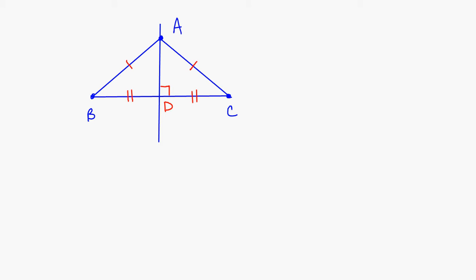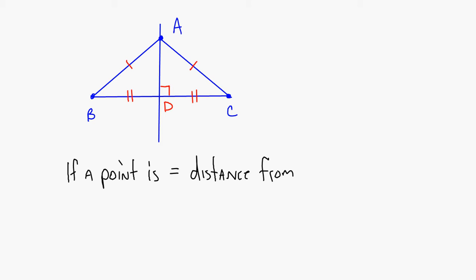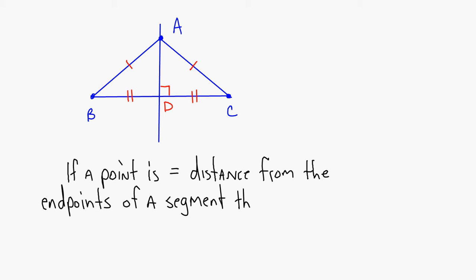And that would say that if a point is equal distance from the endpoints of a segment, then it is on the perpendicular bisector. Any questions there?